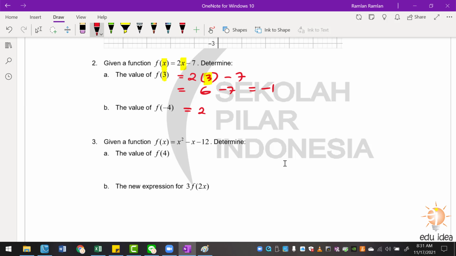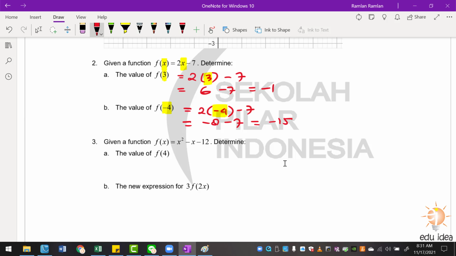Same with this one. This will be 2 multiplied by minus 4, and minus 7. Again, you only need to substitute the x by minus 4. 2 times minus 4 is minus 8, minus 7 equals minus 15.